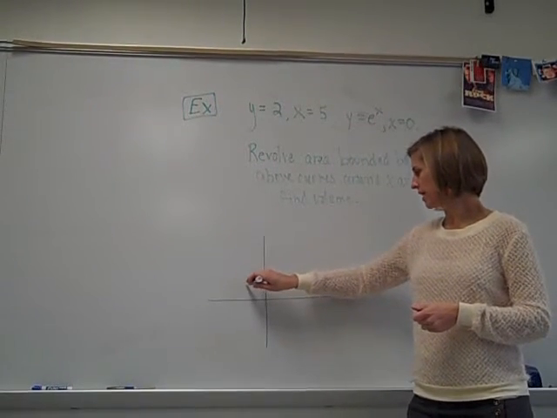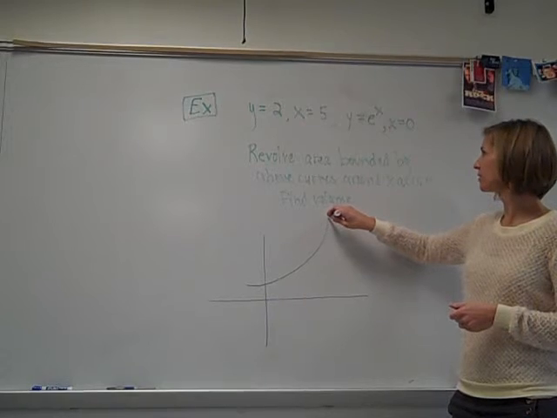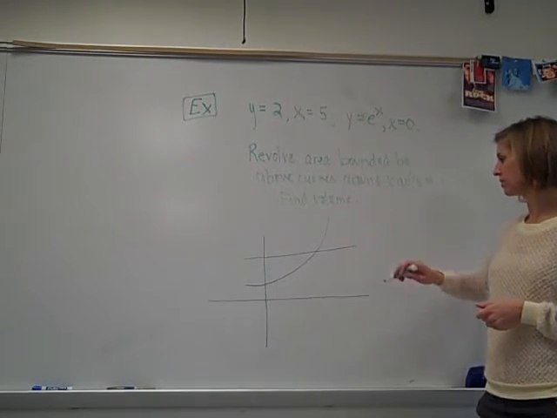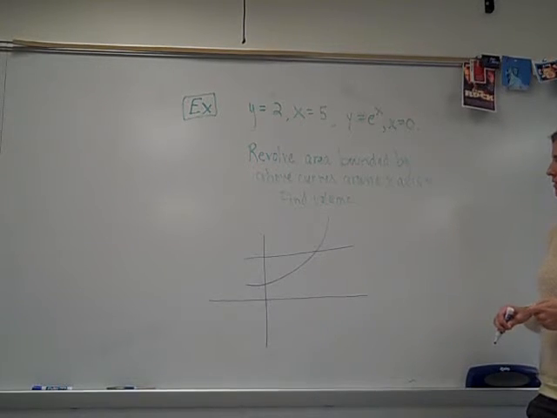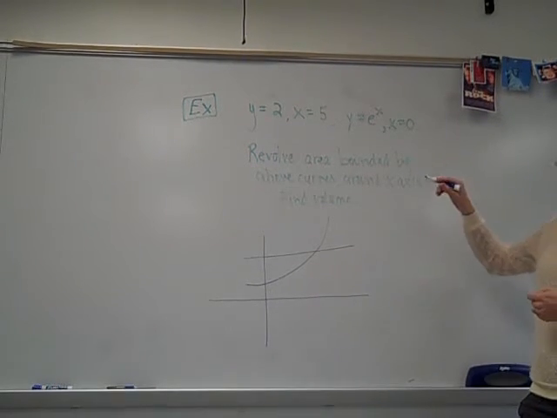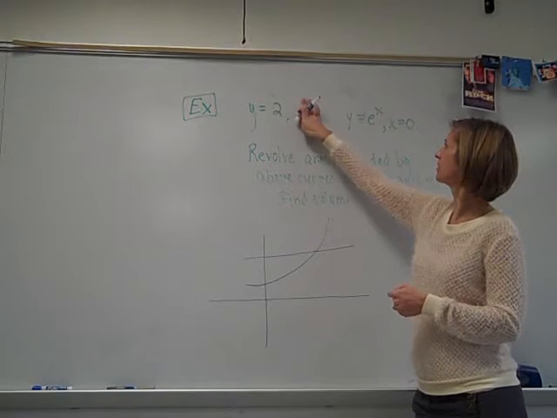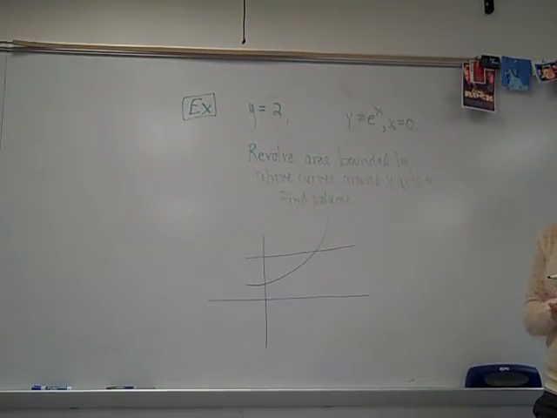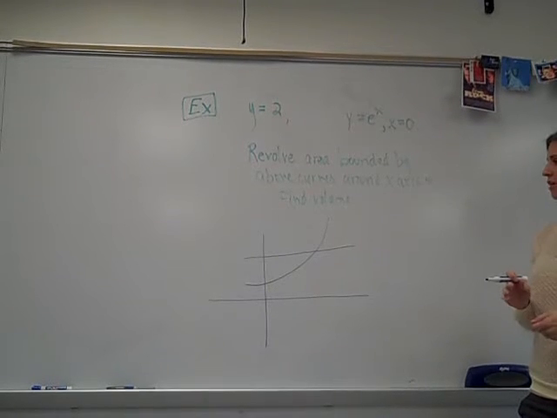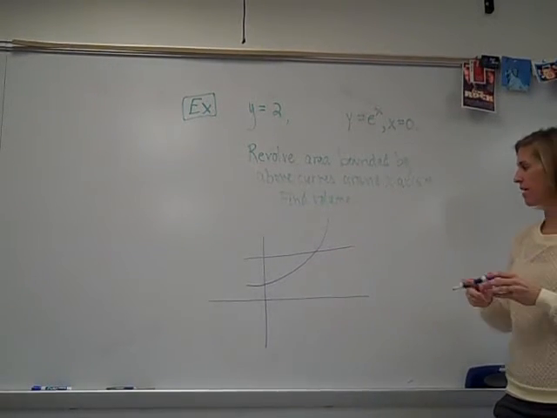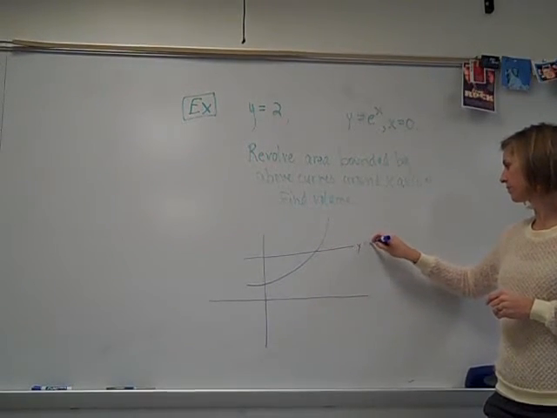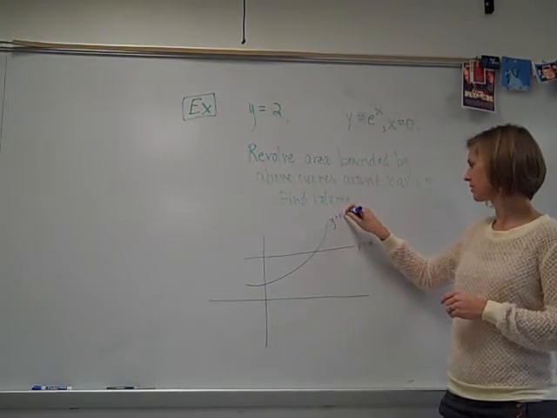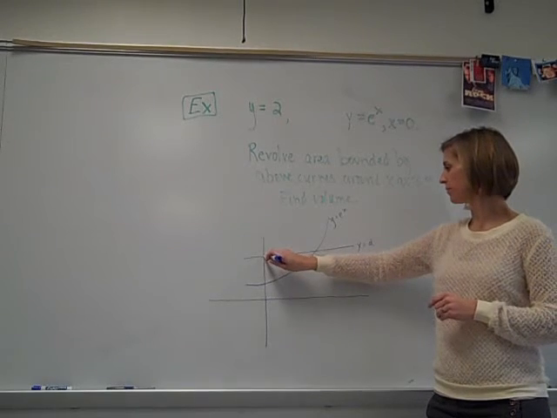So y equals e to the x, y equals 2. Let's take out the x equals 5. Let's just say we have y equals 2, and we've got e to the x, and x equals 0.